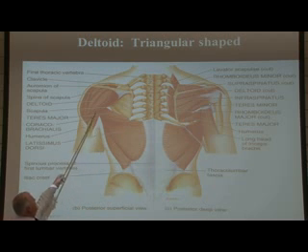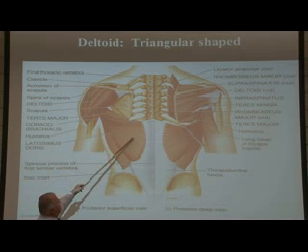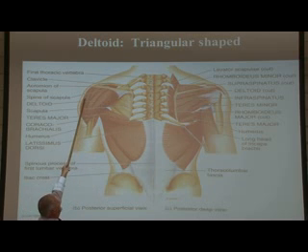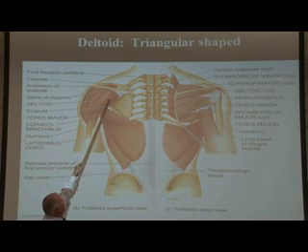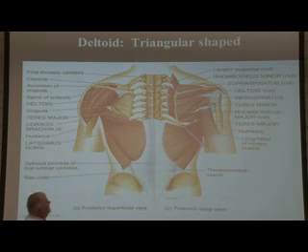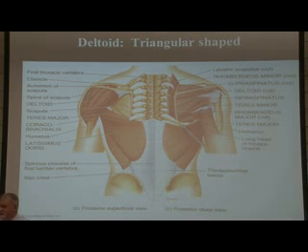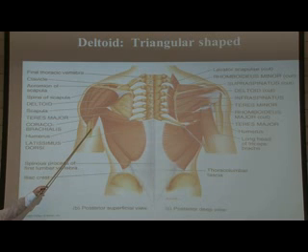What we're seeing here is the posterior deltoid, looking at this posterior view, and then the middle deltoid right here. You can see how it's coming off the scapular spine and the acromion process. Its insertion is a roughened area on the lateral aspect of the humerus right here that we learned, which was the deltoid tuberosity.